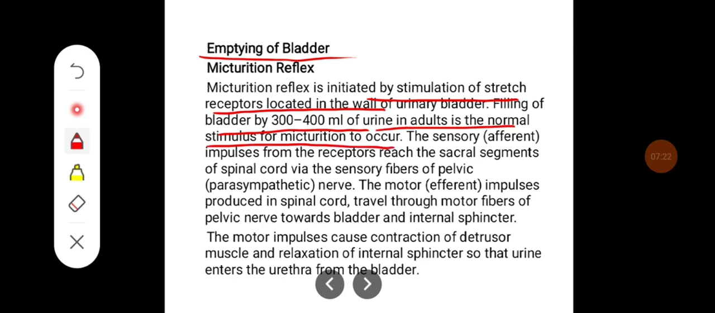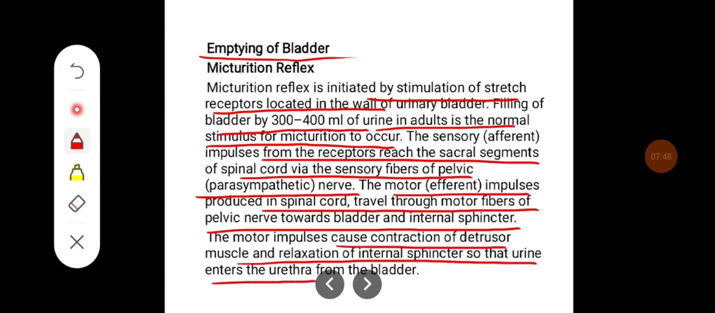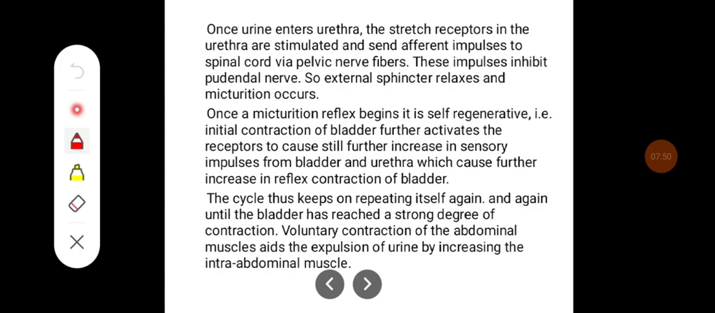The sensory, that is afferent, impulses from the receptors reach the sacral segments of the spinal cord via sensory fibers of the pelvic, that is parasympathetic, nerve. The motor efferent impulses produced in the spinal cord travel through the motor fibers of the pelvic nerve toward the bladder and internal sphincter. The motor impulses cause contraction of the detrusor muscle and relaxation of the internal sphincter so that urine enters the urethra from the bladder.